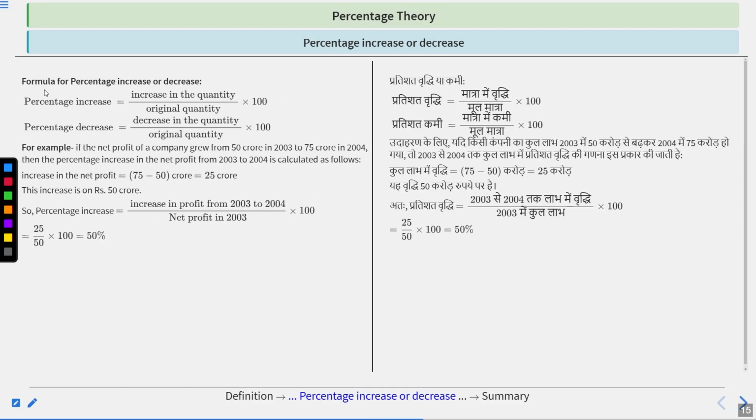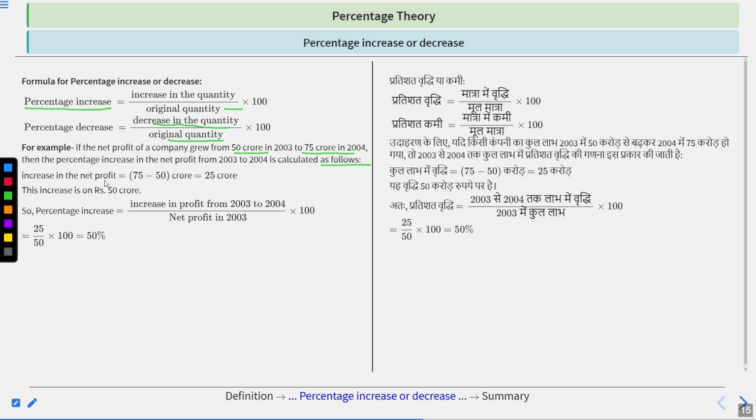Now, some other formulas. Percentage increase. If the percentage has increased, increase in the quantity upon original quantity multiplied by 100. Then we get the increased percentage. In the same way, decrease percentage. Decrease in the quantity upon original quantity multiplied by 100. For example, if the net profit of a company grew from 50 crore in 2003 to 75 crore in 2004, then the percentage increase in net profit from 2003 to 2004 is calculated as follows. How can we calculate?